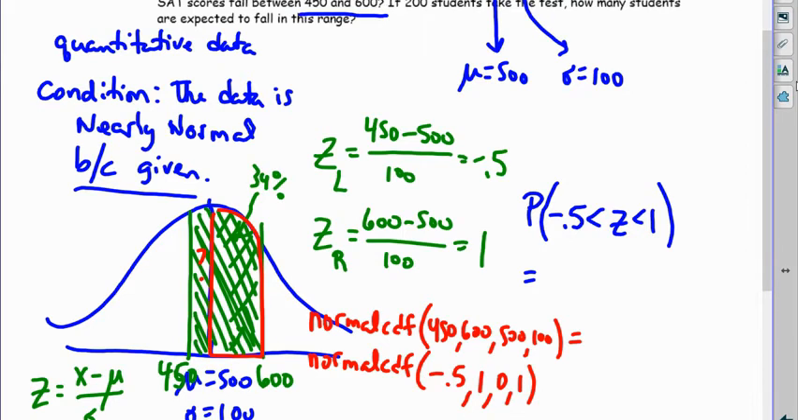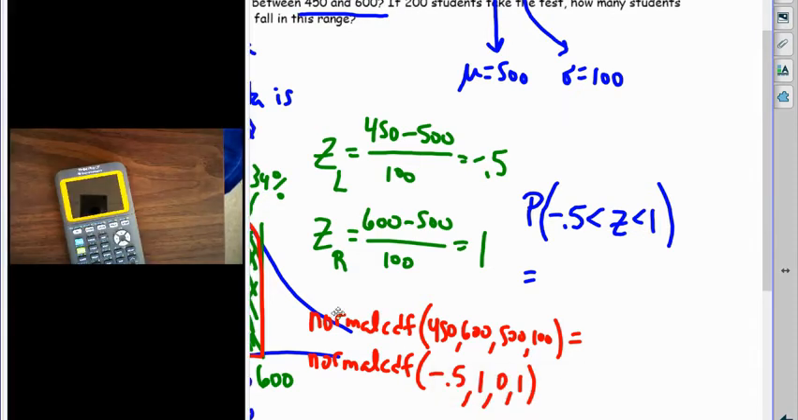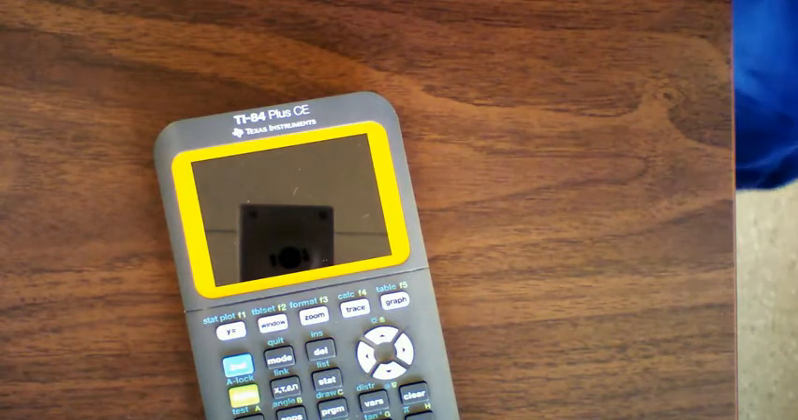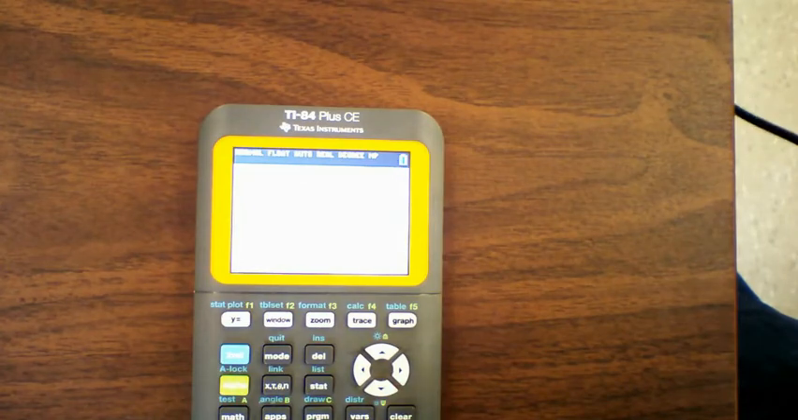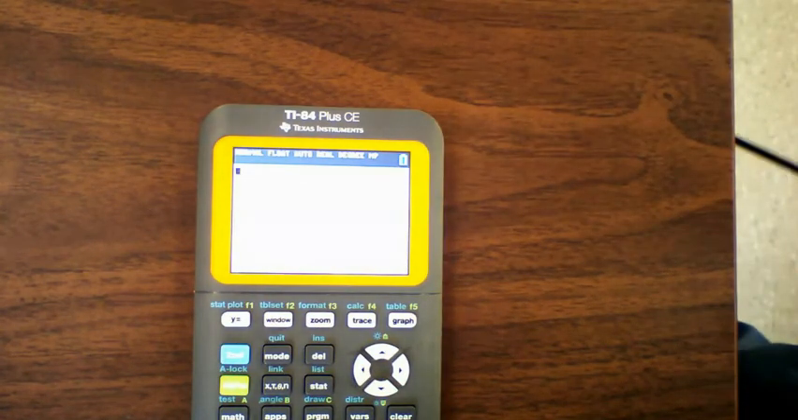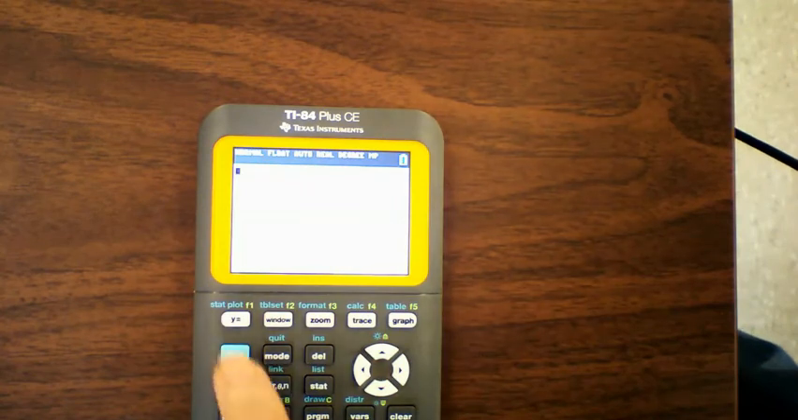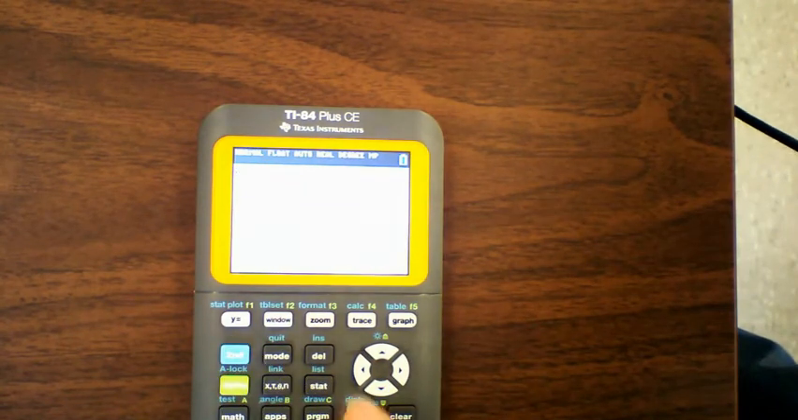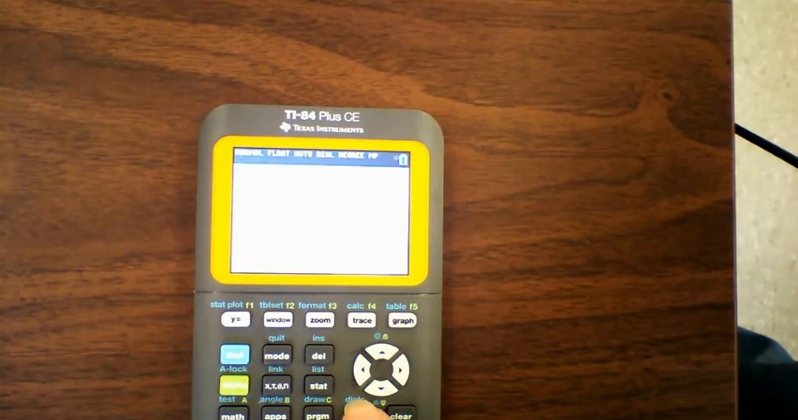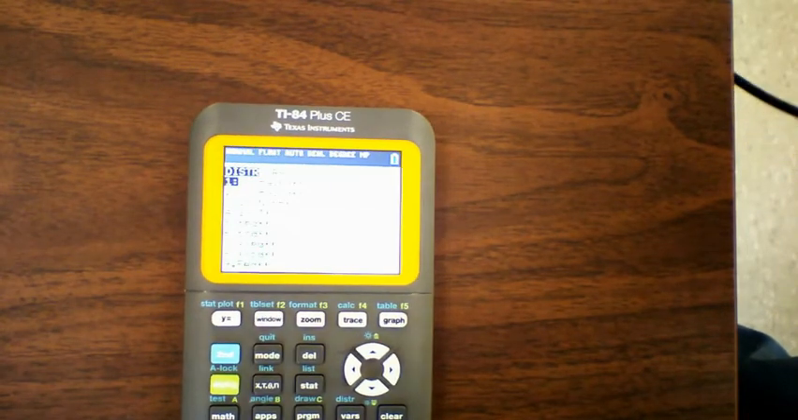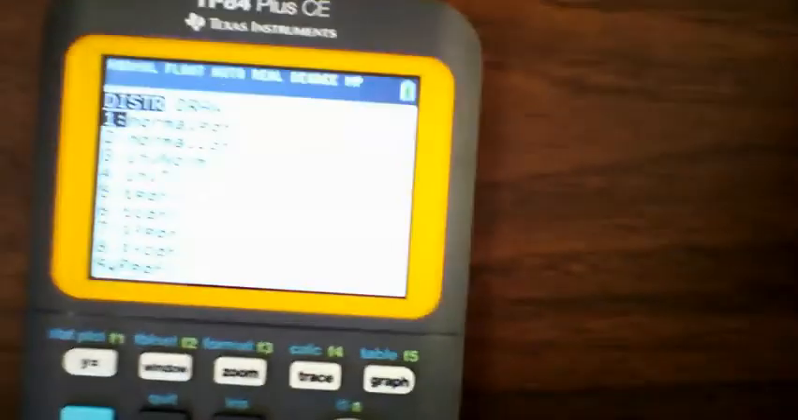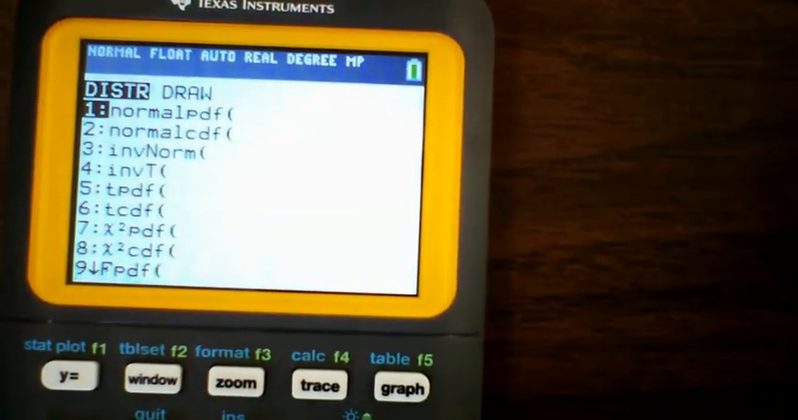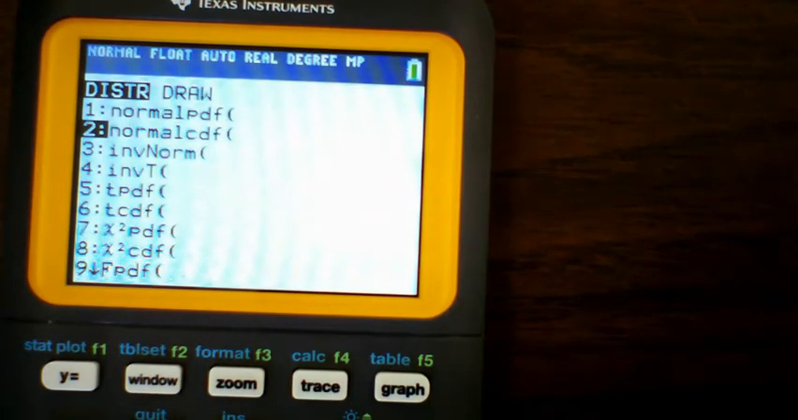Get my calculator. All right, calculator. Okay, well, that's a histogram from another video. Okay, so second vars, see where vars is, to get to this distribution. Can you even see that? Get that closer. Okay, normal CDF, second option down. We're never going to use the PDF, so ignore that one.